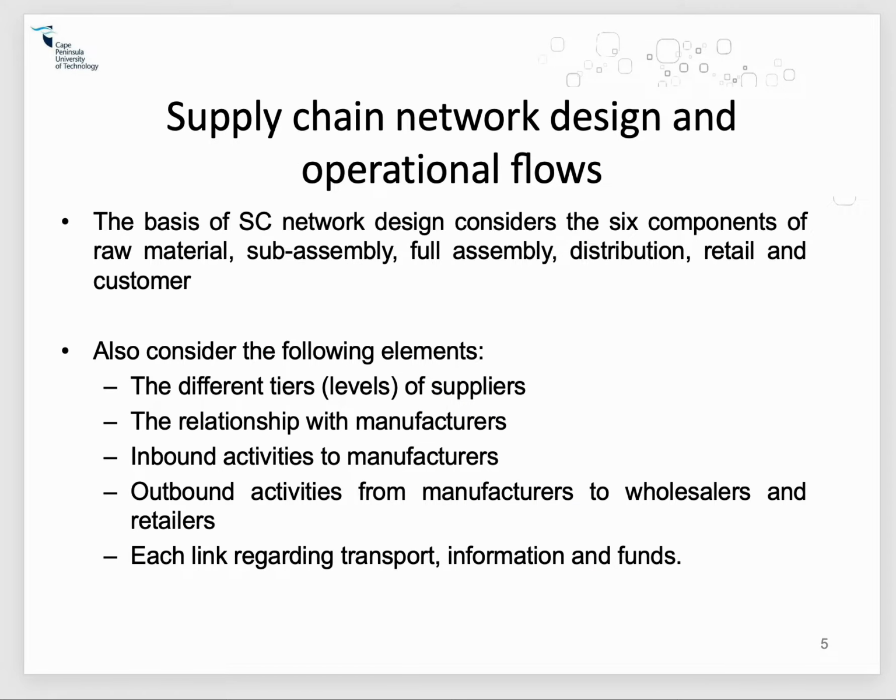Now, the basics of supply chain network design considers the six components of raw material, assembly, which is your sub and full assembly, distribution, retailer, and customer. It also considers other elements, which are your different tiers of suppliers, the relationship with manufacturers, inbound activities to manufacturers, outbound activities from manufacturers to wholesalers, graphics, if there is anything that speaks about the design part, and then again, each link regarding transport information and funds.